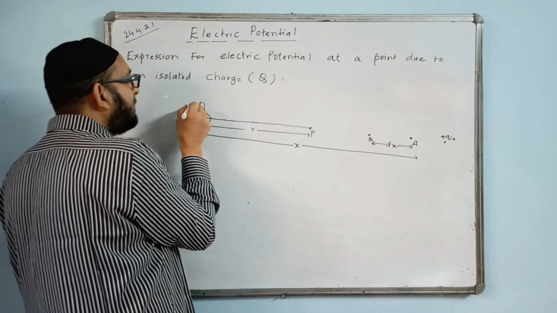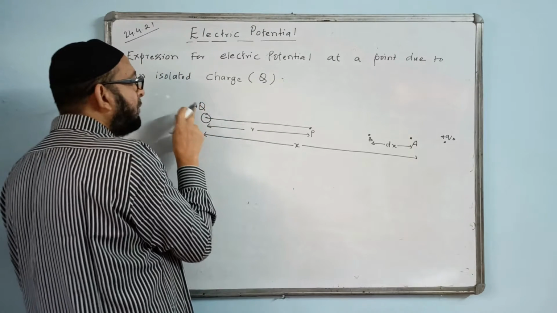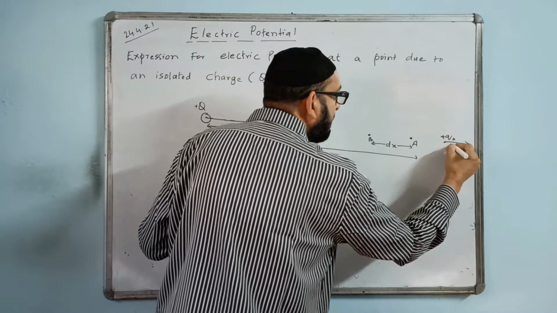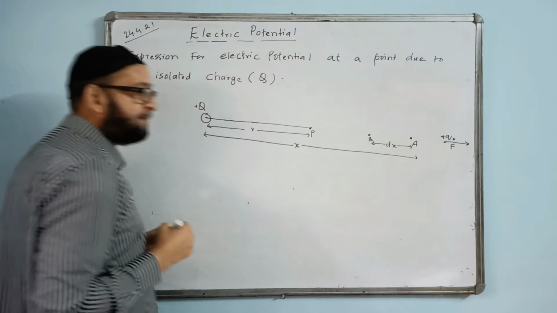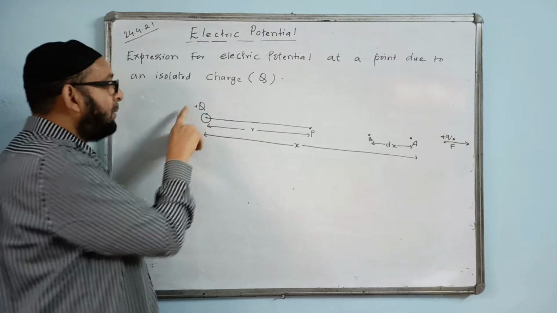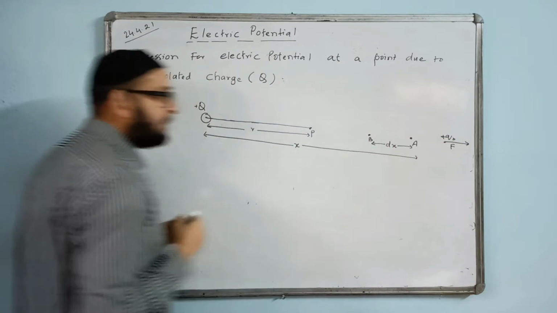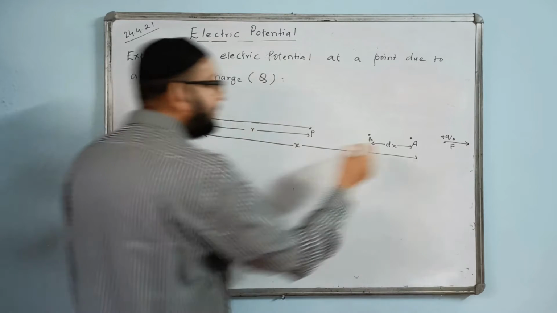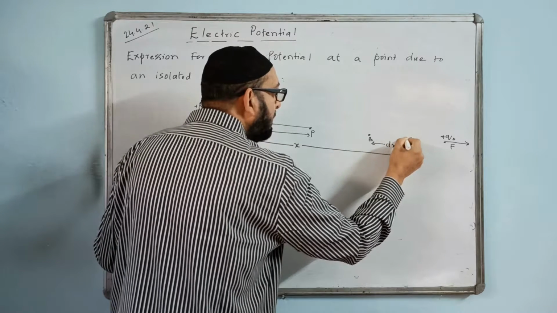This is positive, this is positive, this is positive. The force will be acting in this direction. Force F will be acting like this. Repulsive force. Positive repulsion will take place. How much is the value of force? We'll check it. We are moving this way.